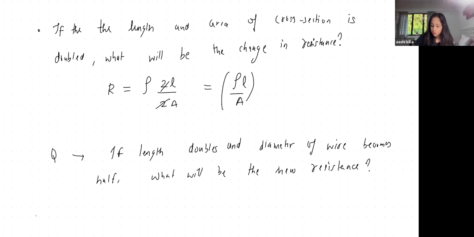Wait, it would be 2L. Listen, it's the diameter, I'm not talking about the area. What's the cross-section area in terms of diameter? Pi 2 pi r? That's the circumference. The area is pi r square. Okay, so what's the area in terms of diameter?